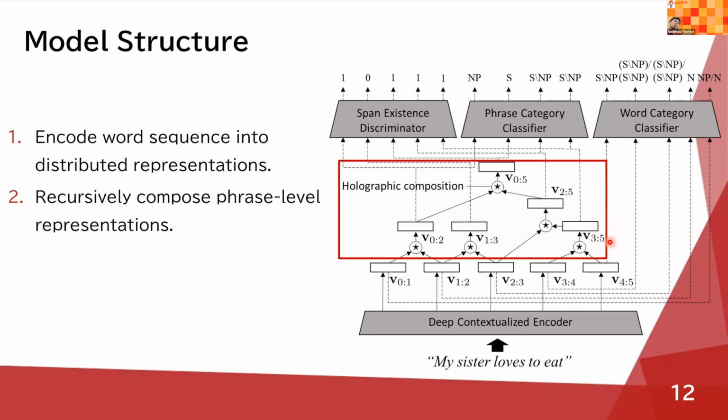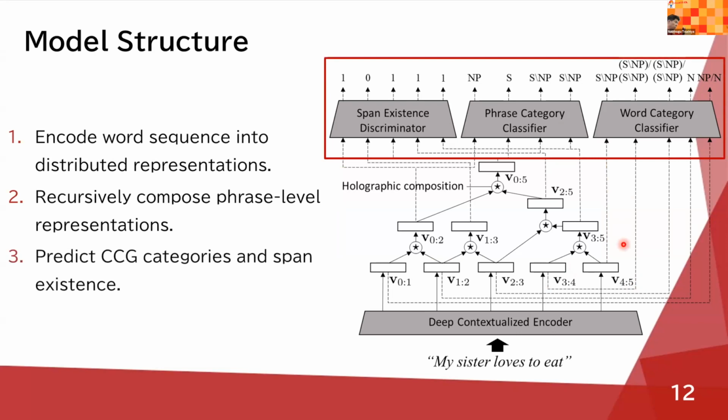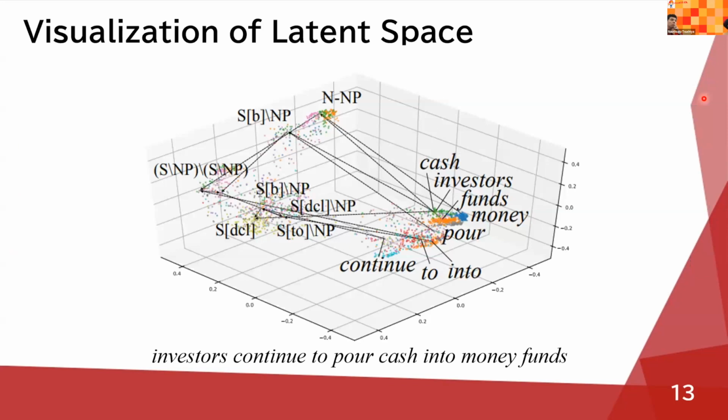And this phrase-level representation depends on each word-level representation. And then we feed these phrase-level and word-level representations into the feed-forward neural network and predict CCG categories. Today I will skip the specific experiment results, but I will show this kind of figure.